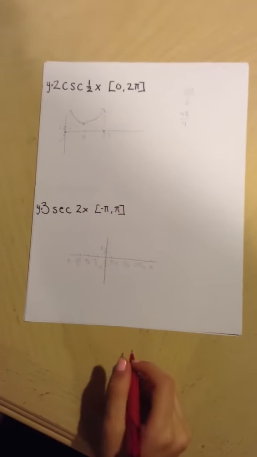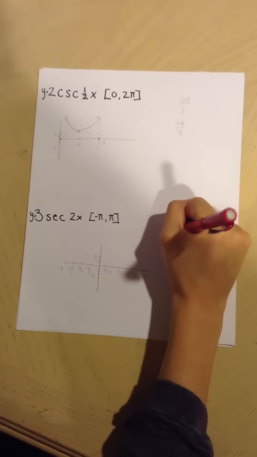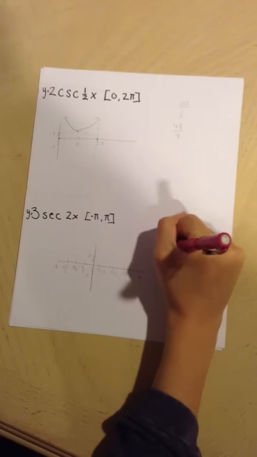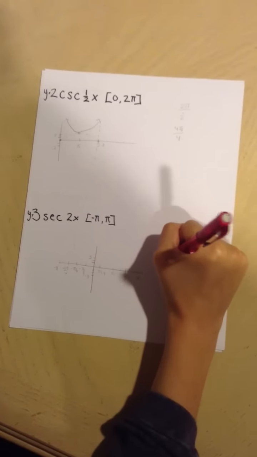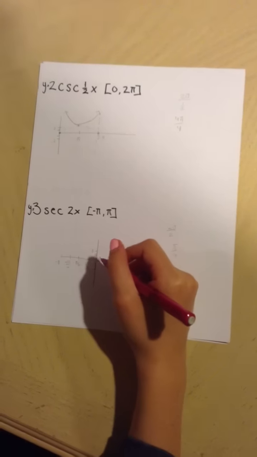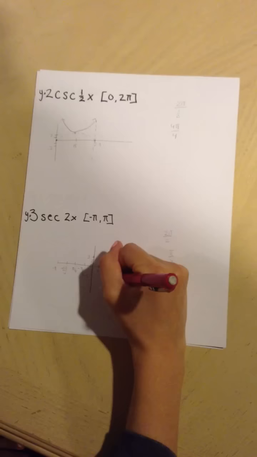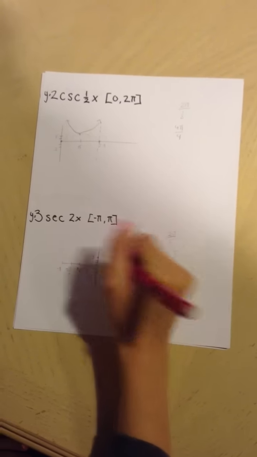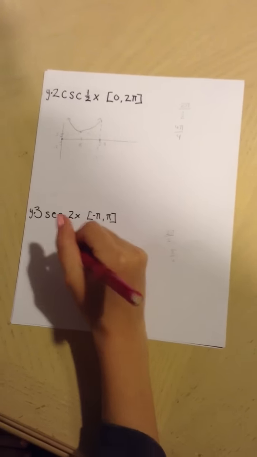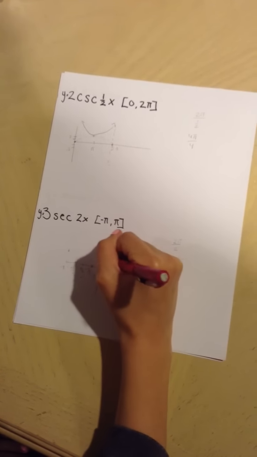Now secant is the inverse of cos. So for this one you're going to do 2 pi over the frequency again, then you're going to get pi over 4 as your interval. And then your amplitude is 3, so you start by graphing cos, like that. Dotted line.